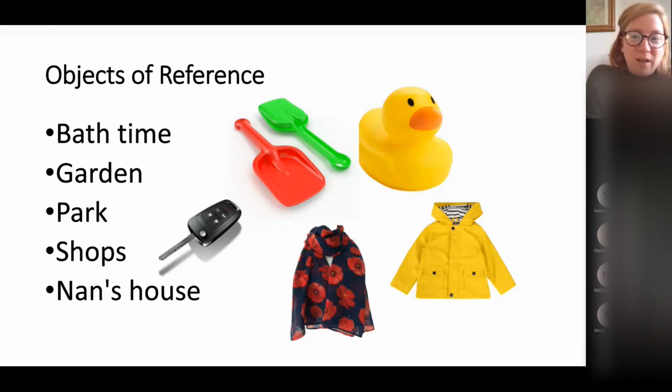And then Nan's house. The one thing I could think of is maybe Nan likes to wear colourful scarves. So you could have a scarf to show Nan, or maybe anything that they associate with going to Nan's house. Maybe there's a particular type of toy they play with there, or a particular food that they have there. That's the kind of thing you could show them. So that's objects of reference.